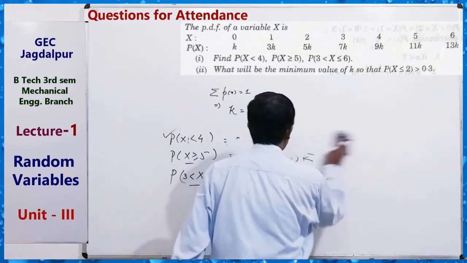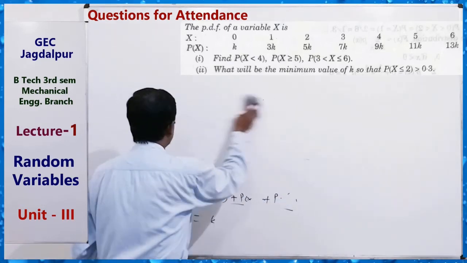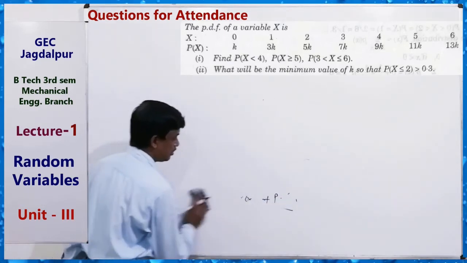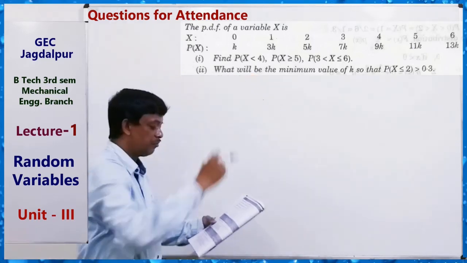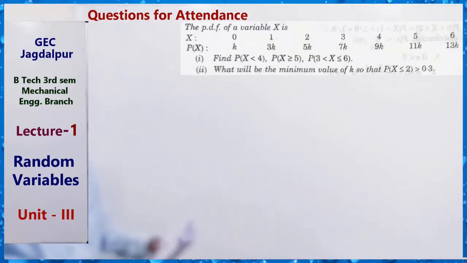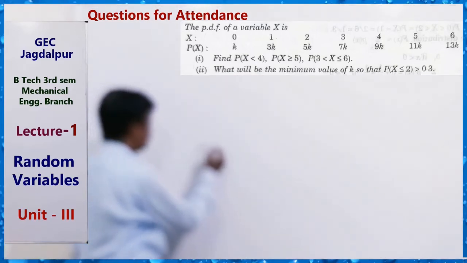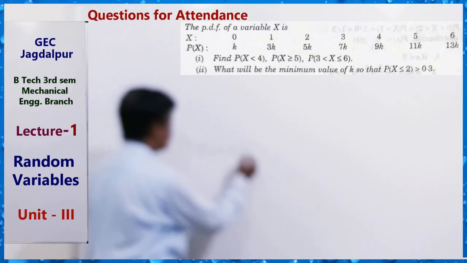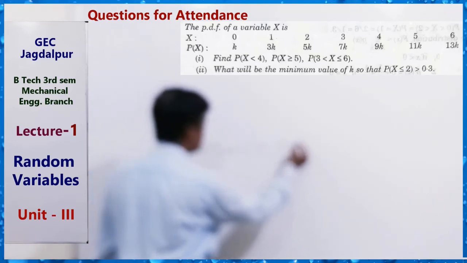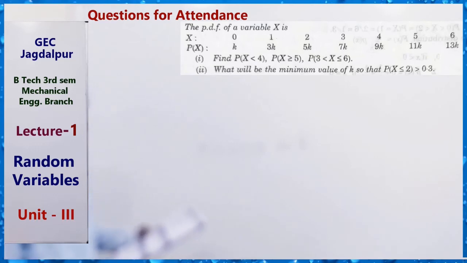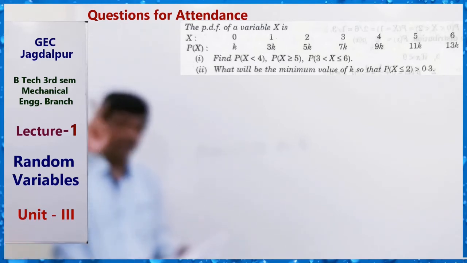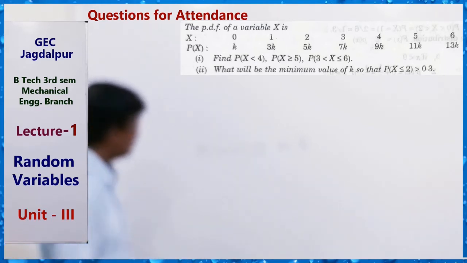Now, finally, here one thing is more, that is what? What will be the minimum value of k so that p of x less than equal to is greater than 0.3? What will be the minimum value of k? So just you solve it.